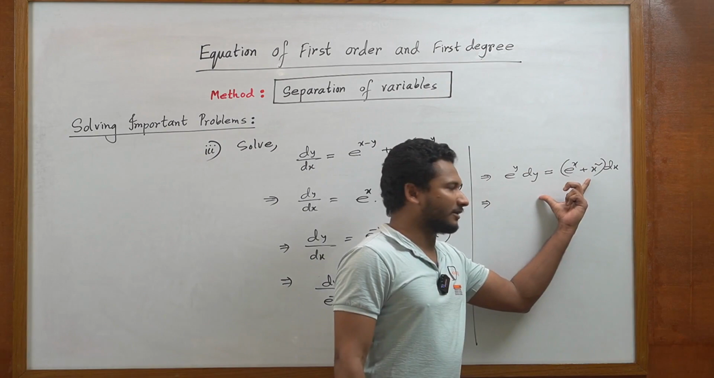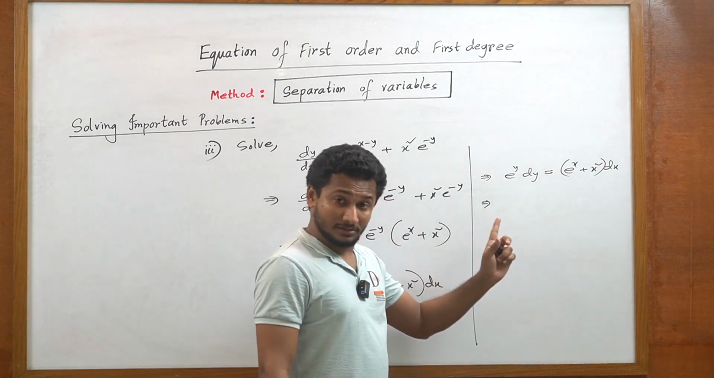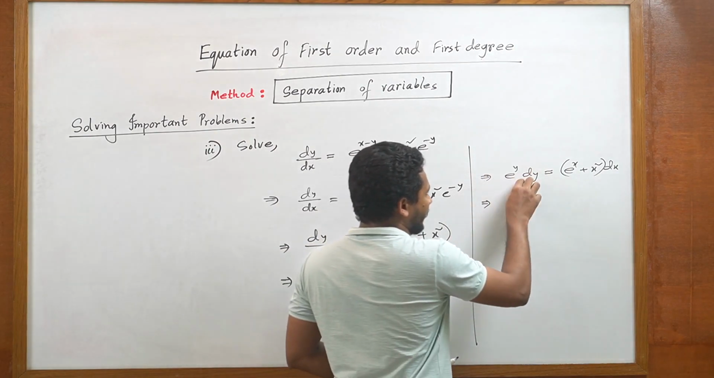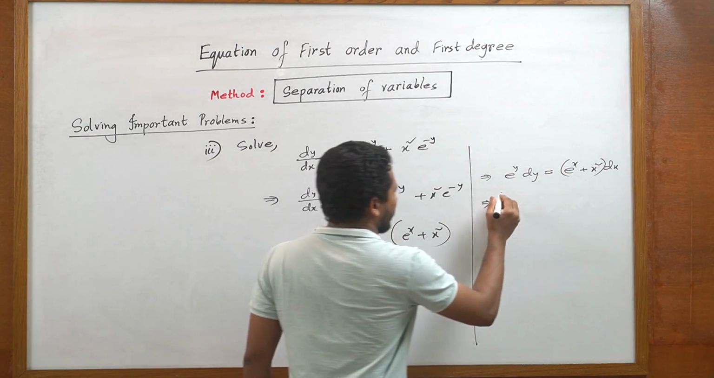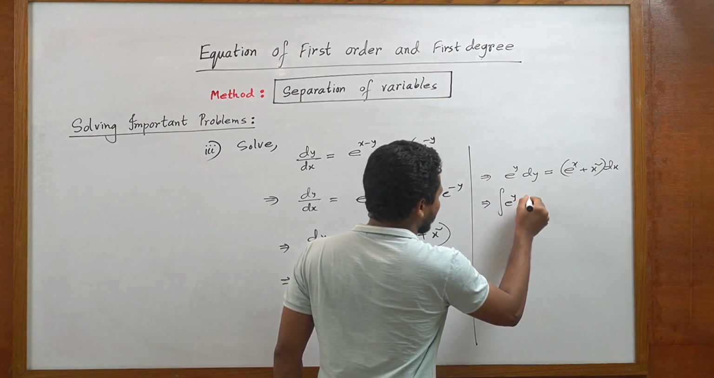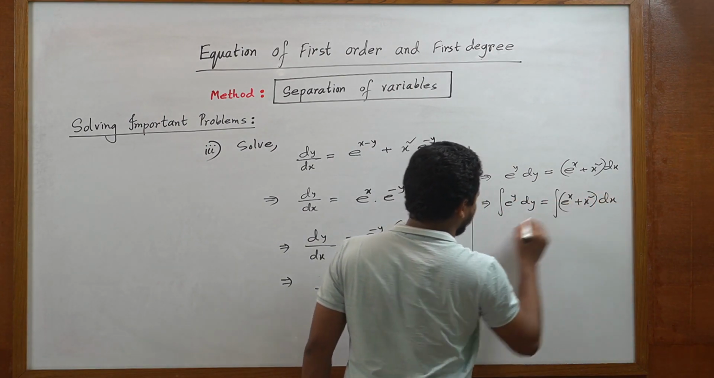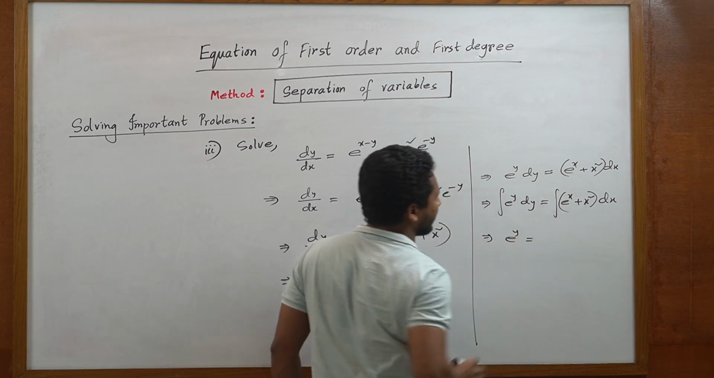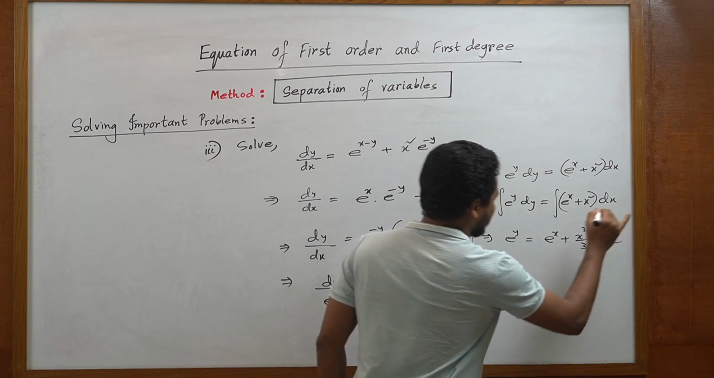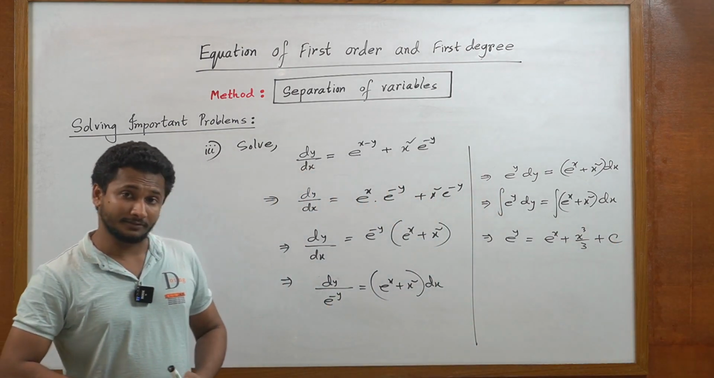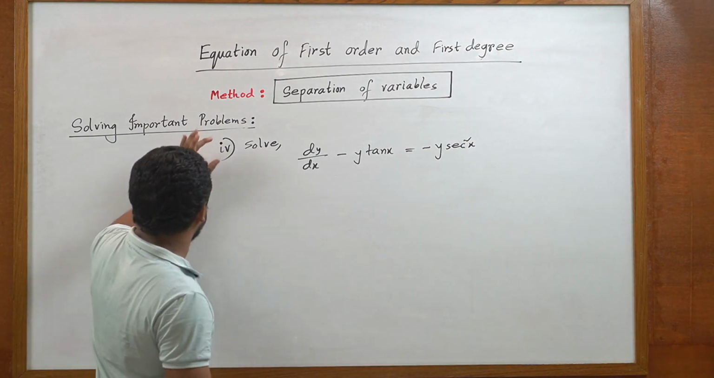This form is very much fit for separation of variables, because the f of y dy equals f of x dx form is present. Now we integrate on both sides. e to the power y equals e to the power x plus x cube by 3 plus c. This is the solution. Now we'll go to practice problem 4.